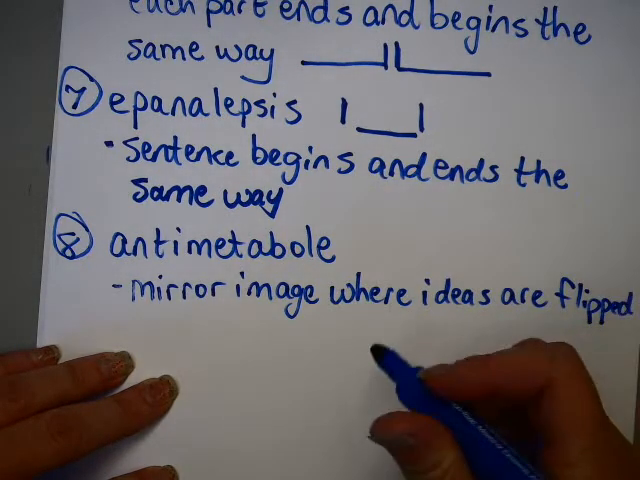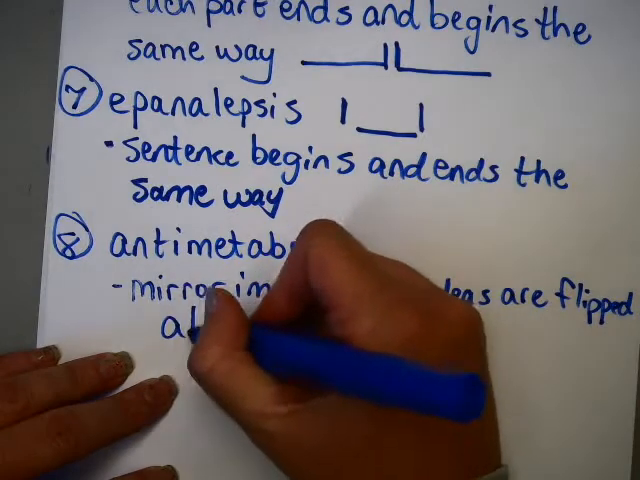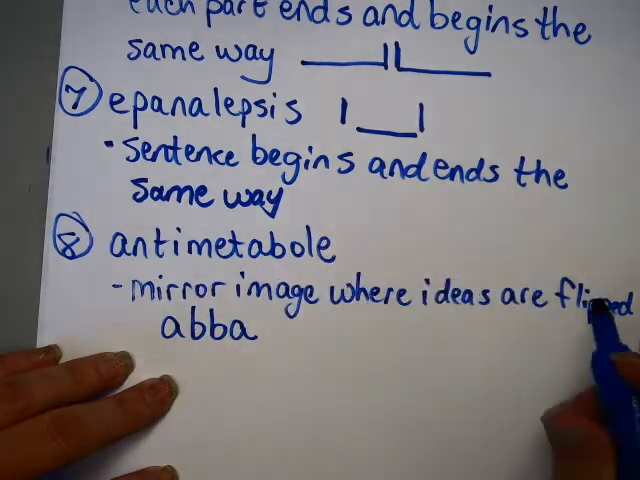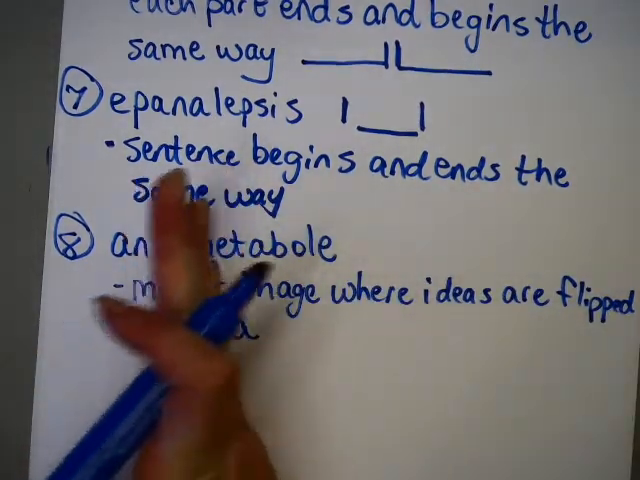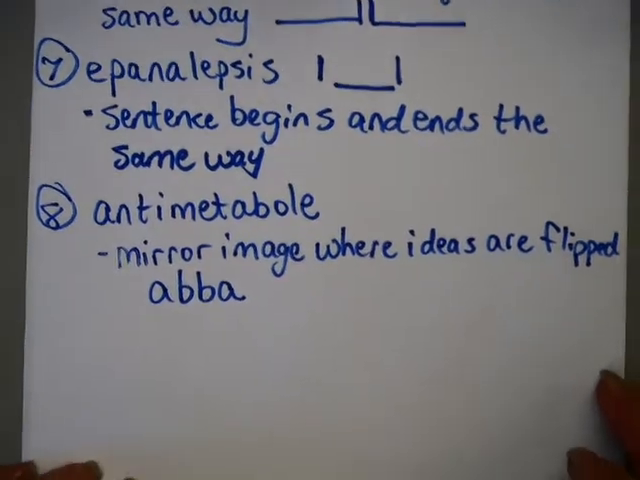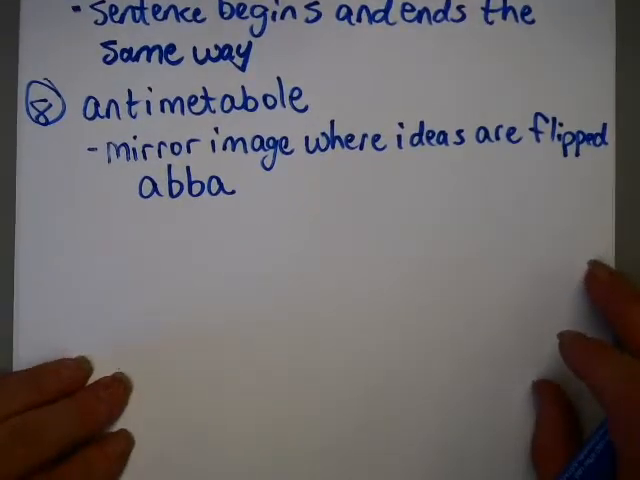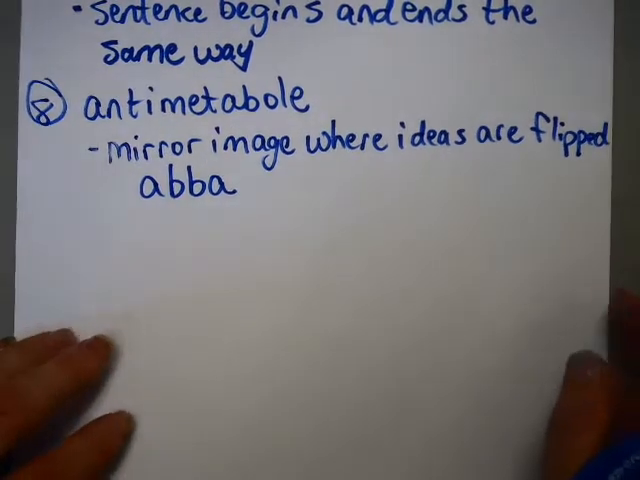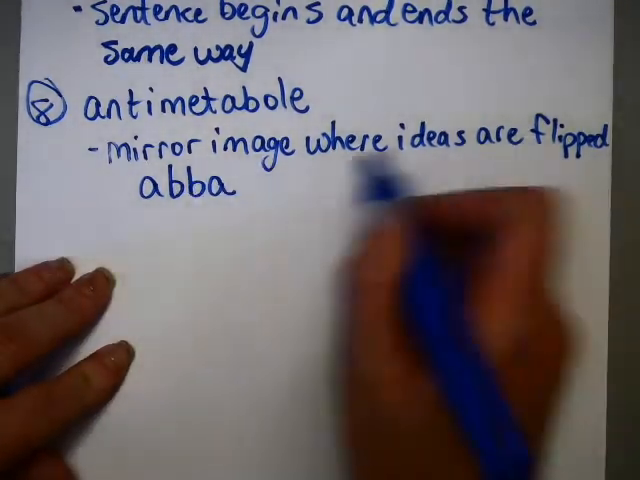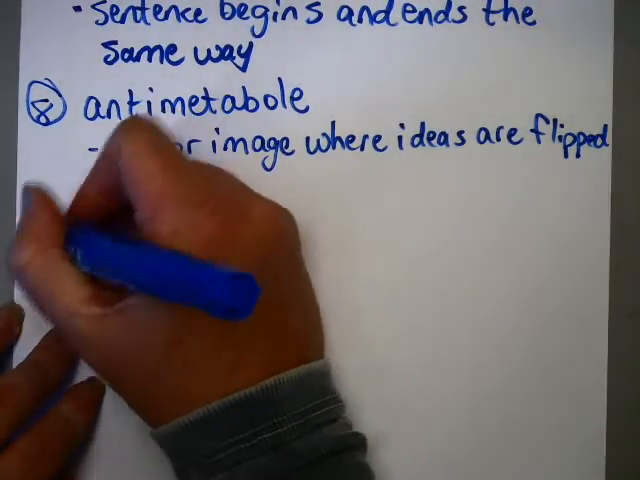So if we were talking rhyme scheme and poetry, it would be like the A, B, B, A. So again, if you were to hold up a mirror here, this is what you would see the reflections be. Okay, so that's anti-metable. And you know, anti means opposite. So that's why they're flipped. Number 9 also involves anti.